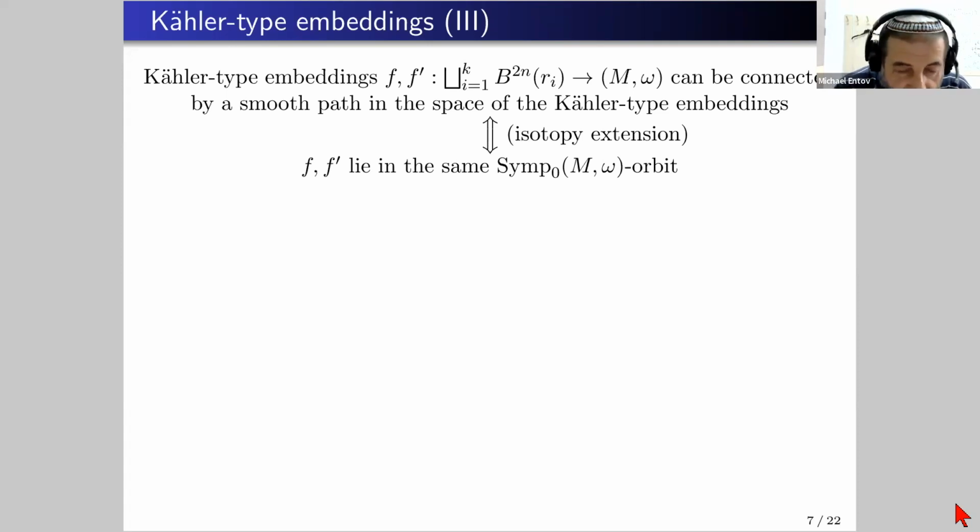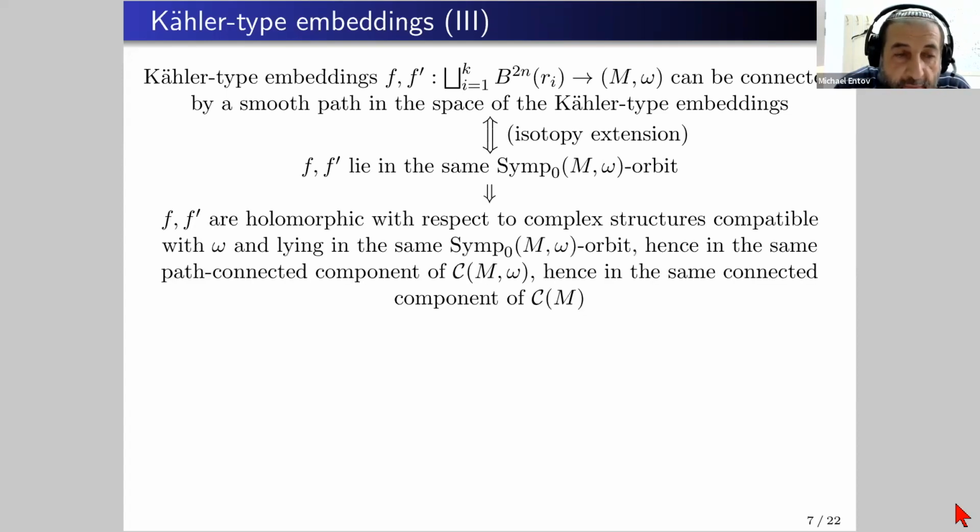Okay, but then this implies that both embeddings are holomorphic with respect to complex structures compatible with omega and lying in the same symplectomorphism orbit. Because if you act by a symplectomorphism on F, then the symplectomorphism maps the complex structure with respect to which F is holomorphic into a complex structure with respect to which F prime is holomorphic. And if the original complex structure was compatible with omega, the new one will also be compatible with omega, because we are acting by a symplectomorphism.